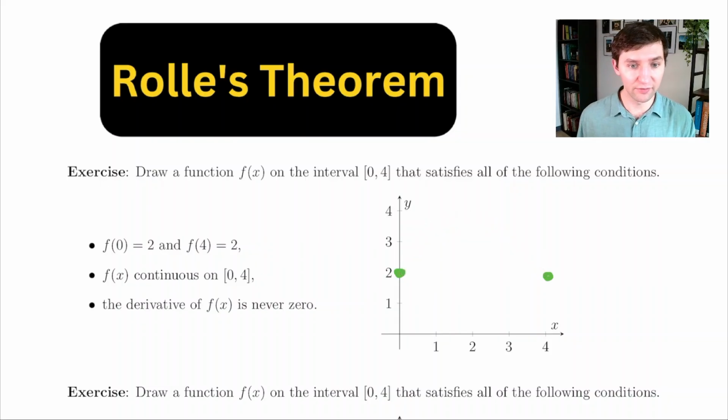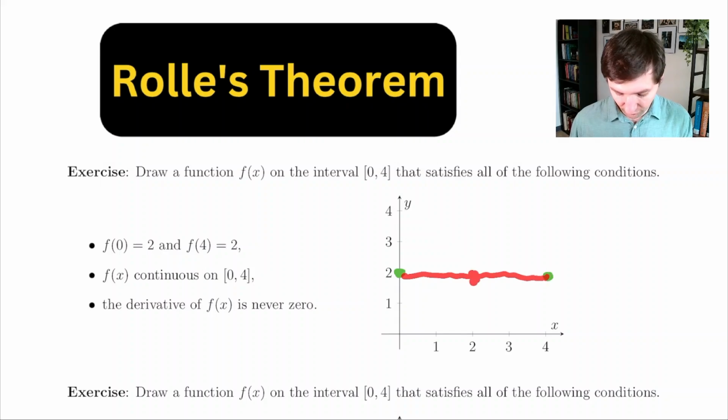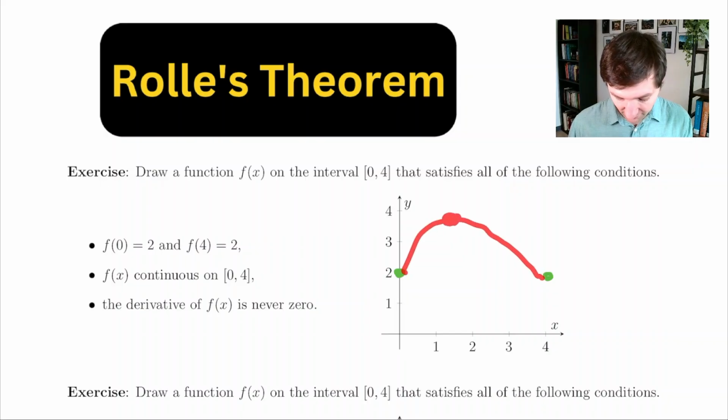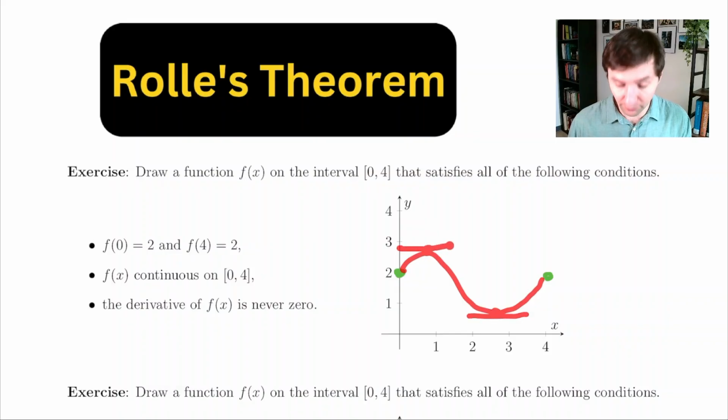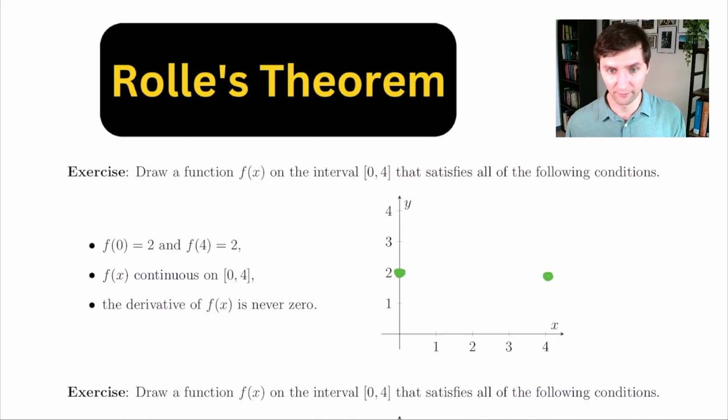Finally, the derivative cannot be 0. This means that I cannot simply connect these two dots with a straight line, because then the derivative in many places would be 0. I also cannot connect these two dots in the following way, because then there is a place where the derivative is 0, where the tangent line is horizontal. I cannot connect these two dots this way, because then there are even more than one place, in fact 2 places, where the derivative is 0.